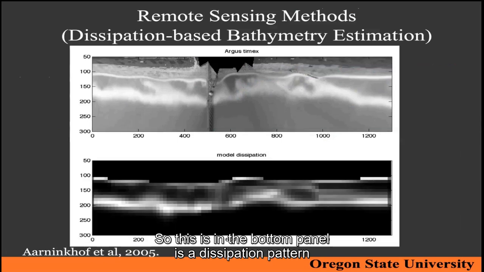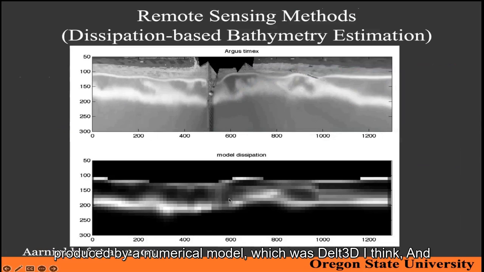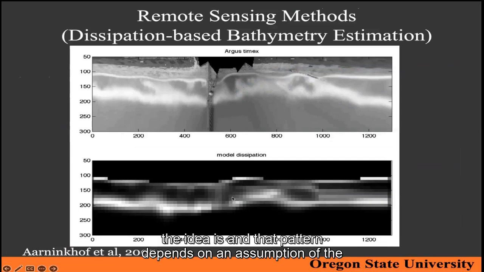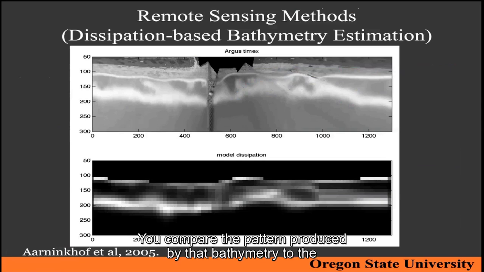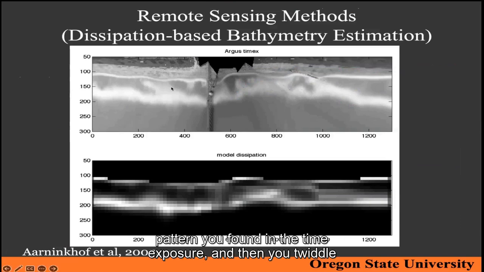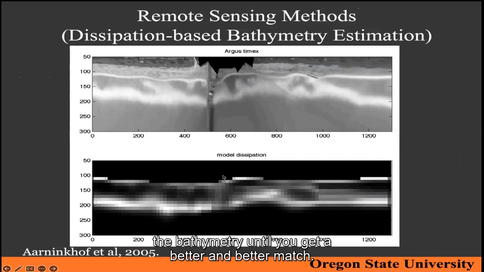So this, in the bottom panel, is a dissipation pattern produced by a numerical model, which was Dolph-TG, I think. The pattern depends on an assumption of the underlying bathymetry. So you run it, you compare the pattern produced by that bathymetry to the pattern you found in the time exposure, and then you twiddle the bathymetry until you get a better and better match.